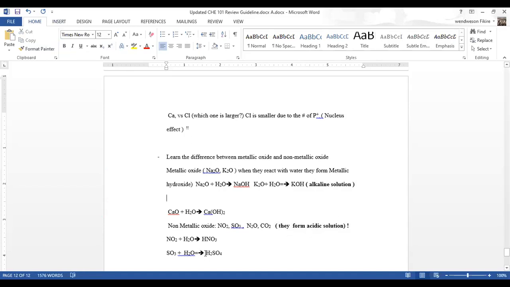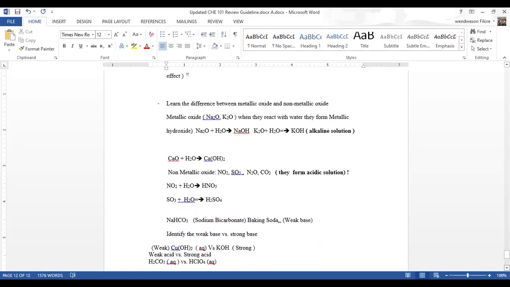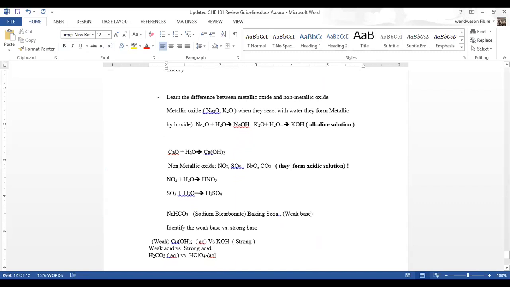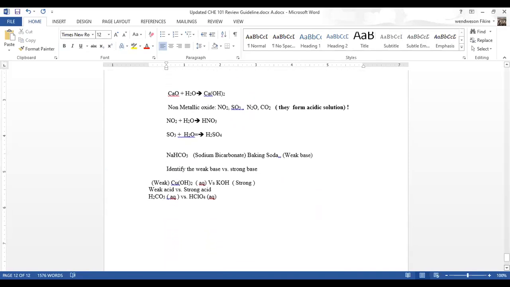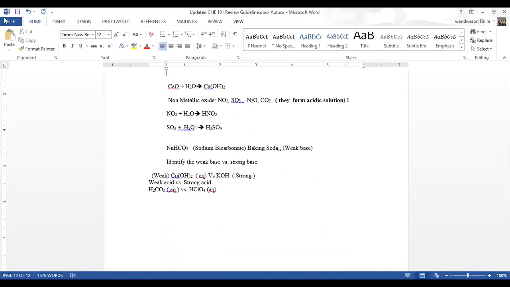Okay, like nitric acid and sulfuric acid. By the way, these are a formation of acid rain. Remember, acid rain and pure rain. Sodium bicarbonate, baking soda, is a weak base. Identify weak base versus strong base. We discussed that earlier when we discussed acids and bases. So this is pretty much it.